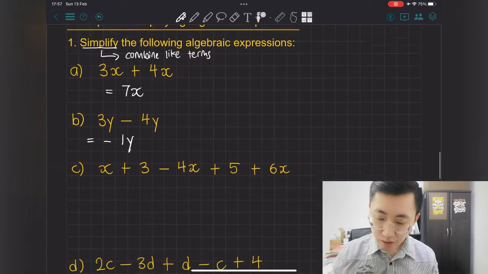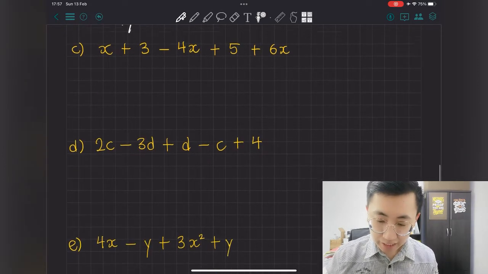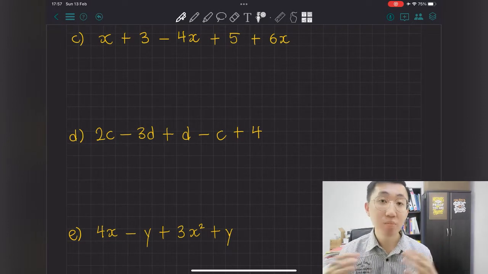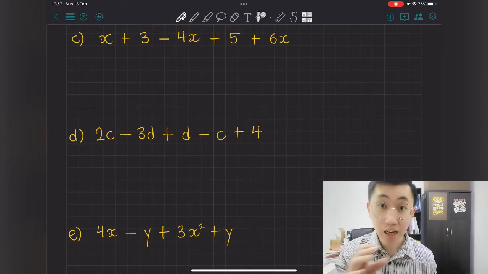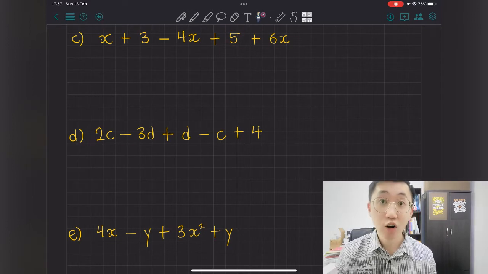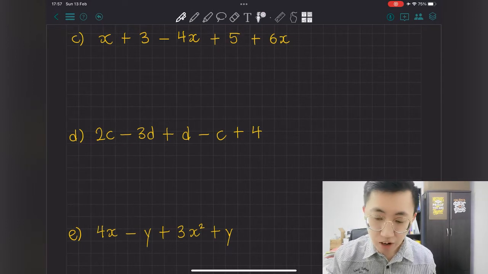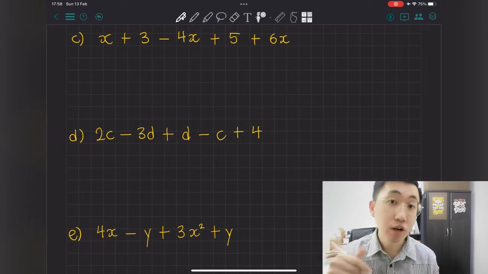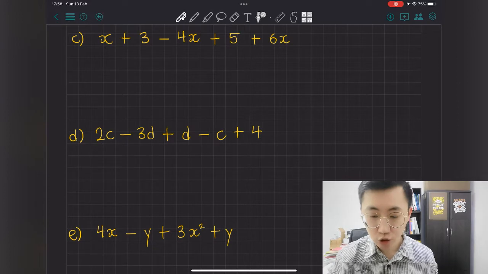Alright, let's go towards the complicated questions. Let's look at C. Now it's very normal that in simplifying an algebraic expression there are a lot of terms. Here we have one term, second term, third term, fourth term, and the fifth term. These are called terms. So how to simplify this one? Here's a tip: I suggest you use a pencil and stroke out those that you have already done. Let me show you.